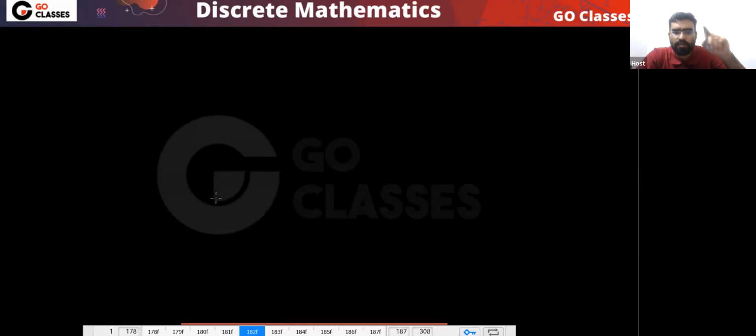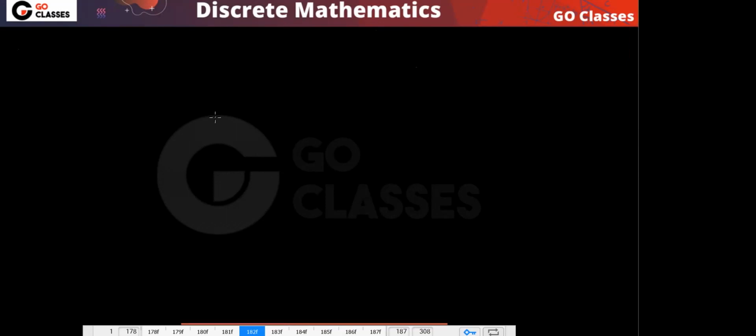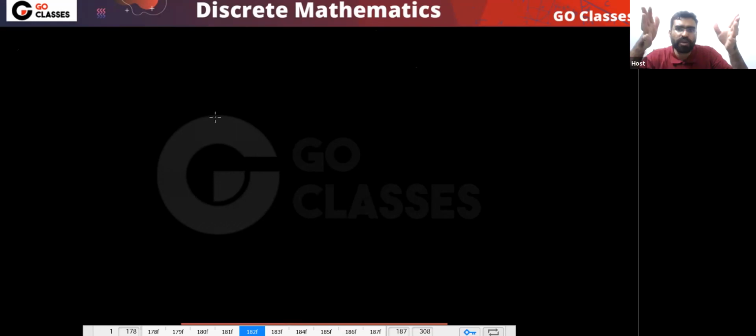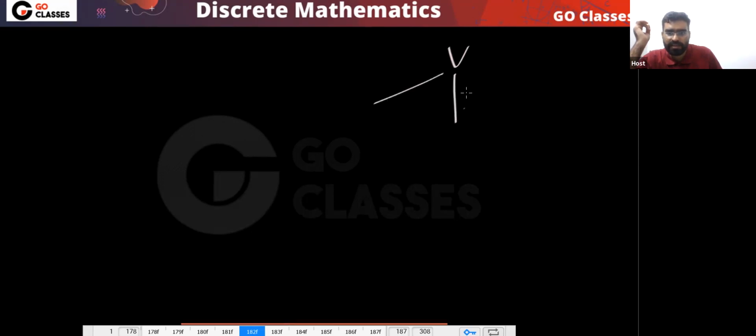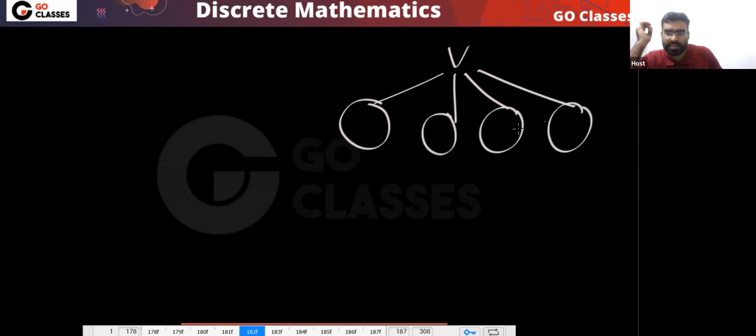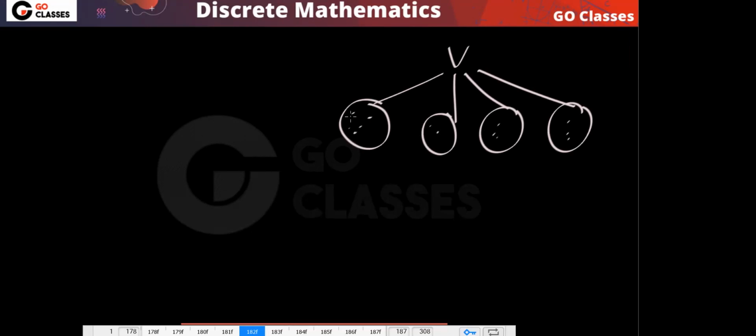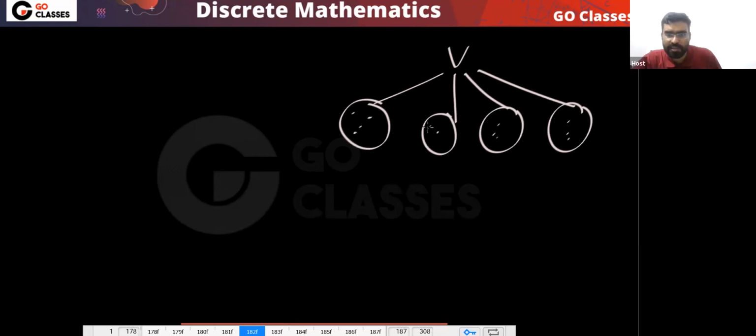So what you are saying is you are creating independent sets. Let us assume this is your vertex set, and you can partition it into 4 independent sets. Some vertices are here, some vertices here, some here, some here. This is an independent set, and so on.